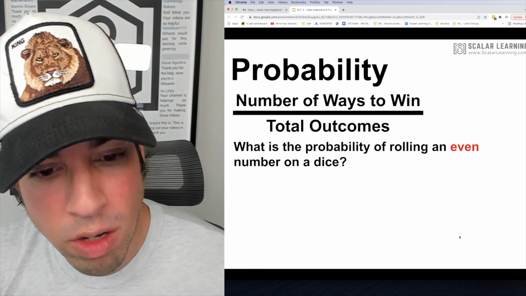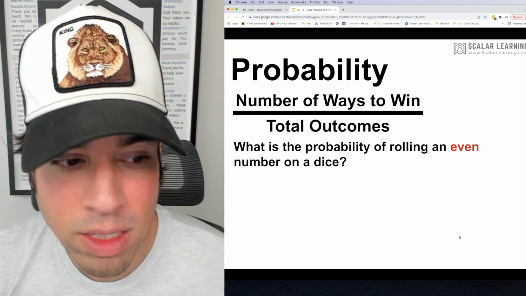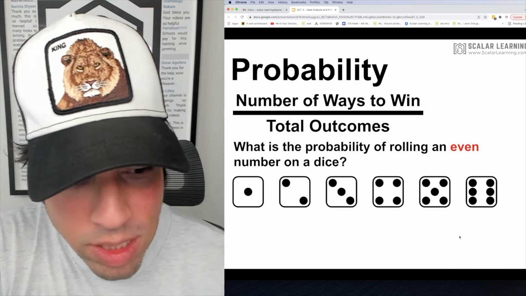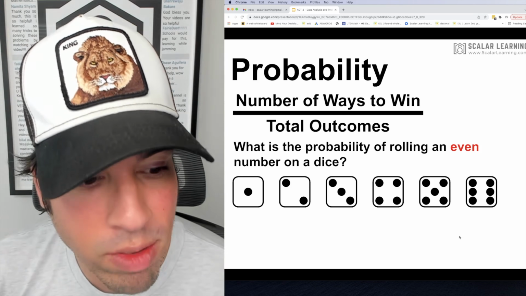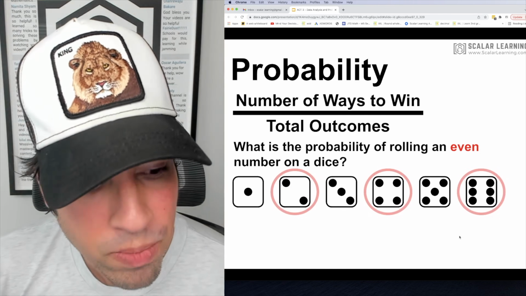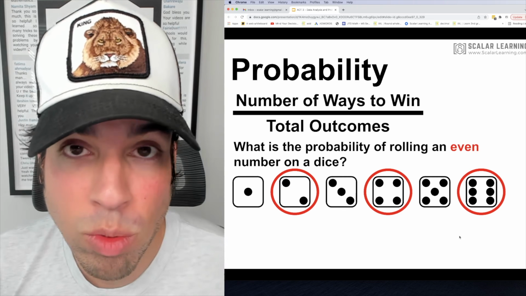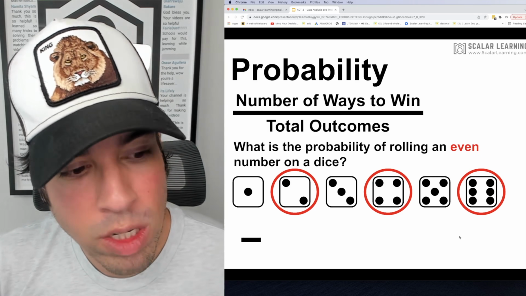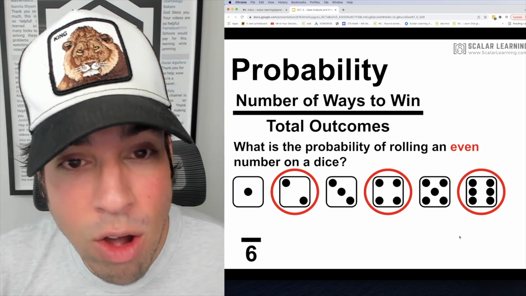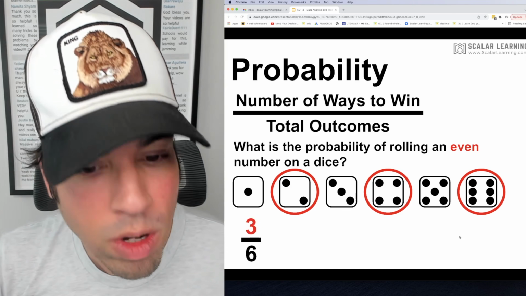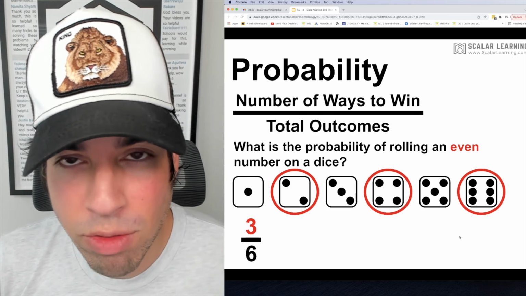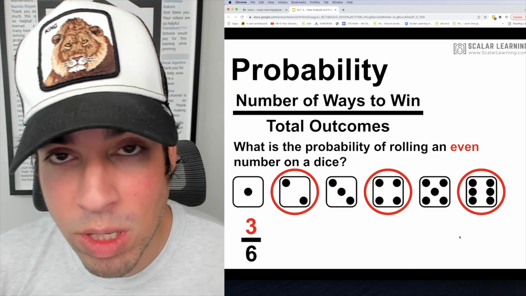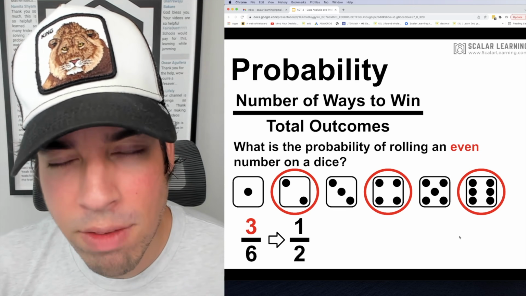Now let's take a more concrete example. What is the probability of rolling an even number on a dice? So check this out. We have a dice, we have 6 possible options: 1, 2, 3, 4, 5, 6. Even numbers would be 2, 4, and 6. So when we're generating the probability, we know that since there's a total of 6 outcomes and 3 of those are even, we have a probability of 3 out of 6. And of course, it's a fraction, so we can reduce that to 1/2, boom, done.